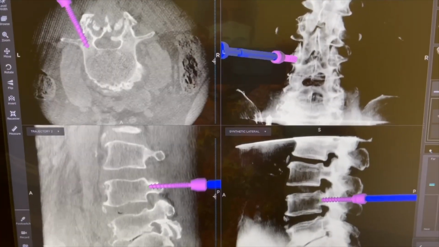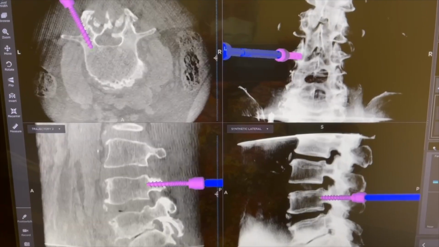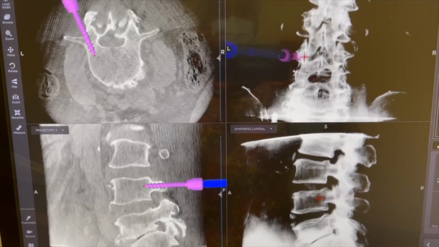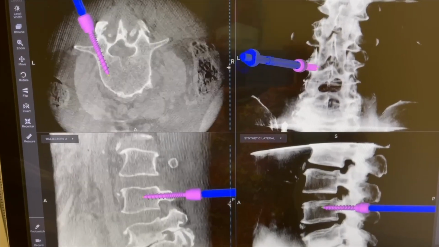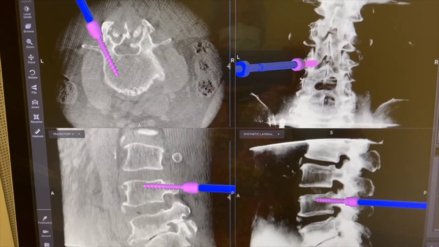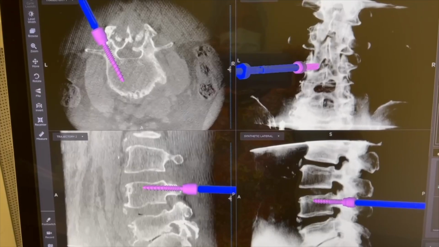What kind of bone you gave me? Oh, thank you. Your bone is unbelievable. Wow. I'm going two-handed. Very good bone. You're going to have a great result so far.